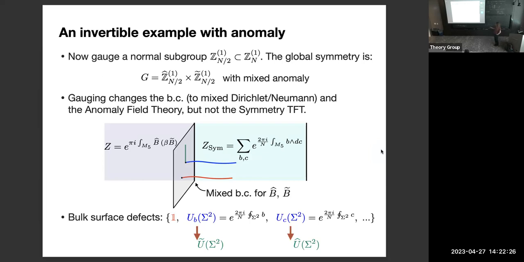So the symmetry TFT is what I wrote on the previous slide, and all of these background gauge fields can be related to the ones on the previous slide in the appropriate way. And so I can look at my bulk surface defects. I have the same bulk surface defects as the same symmetry TFT. Now you can check that the Wilson surface type operator, which was in the red class, is now in the blue class. Now it exactly maps onto the operator that generates one of these Z_N over 2 symmetries.